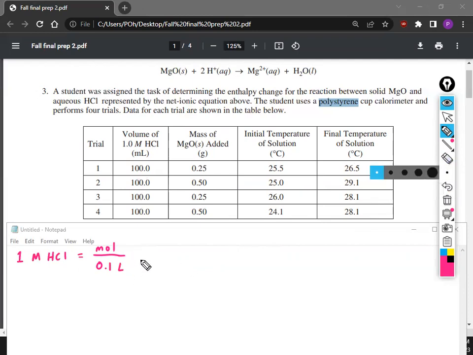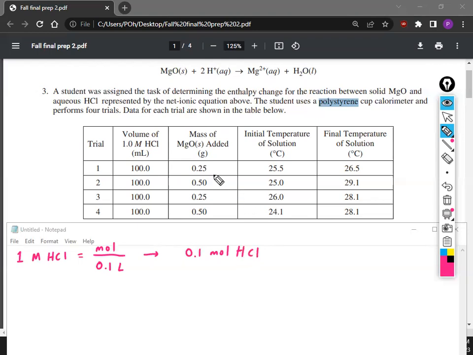All right, so we got this, and so we can calculate our moles. How many moles of HCl will we have? Yeah, 0.1. Okie dokie.